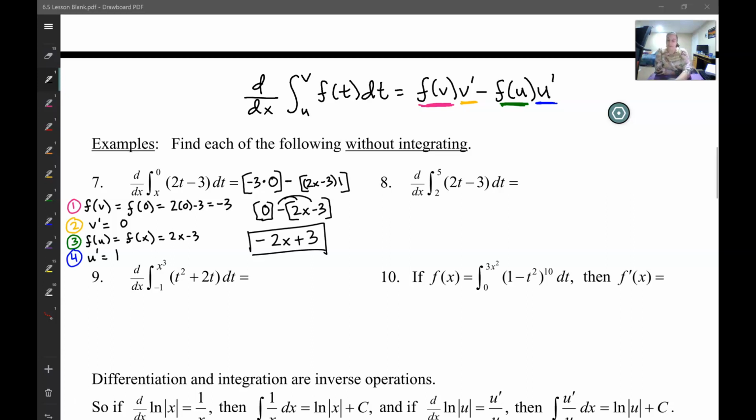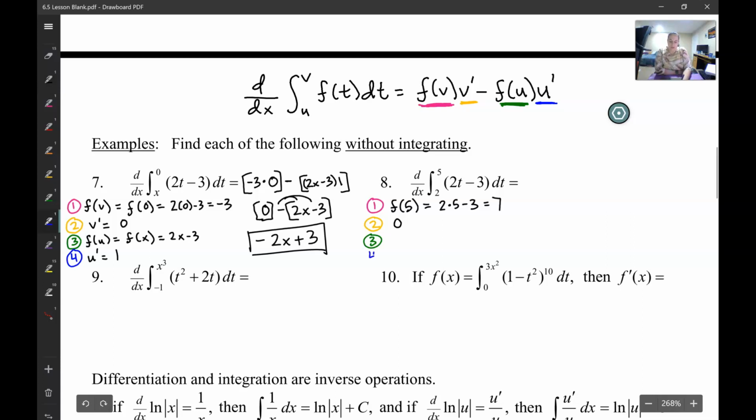Let's try number 8. So let's do our 4 parts again. Let's do our first 2 first. So this first one is finding f of my upper limit. So my upper limit is 5. So this is going to be 2 times 5 minus 3, which is going to be 7. And then the second is the derivative of my upper limit. So the derivative of 5 is going to be 0.